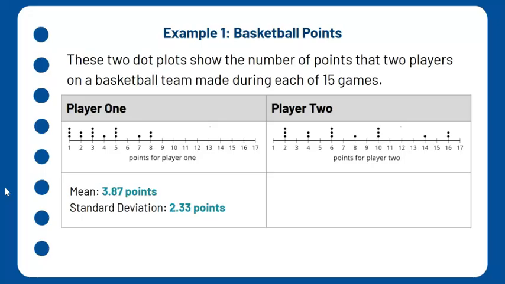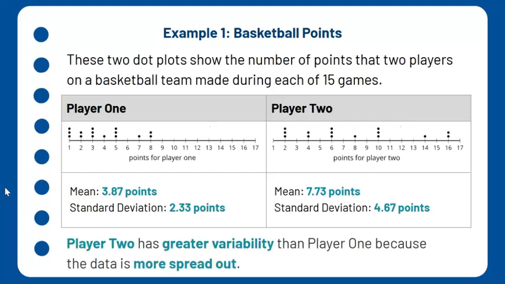The data in the first plot has a mean of approximately 3.87 points and a standard deviation of about 2.23 points. The data in the second plot has a mean of approximately 7.73 points and a standard deviation of approximately 4.67 points. Player 2 has greater variability than player 1 because the data is more spread out. This shows the standard deviation for the second distribution is greater than the standard deviation for the first. Smaller, larger.